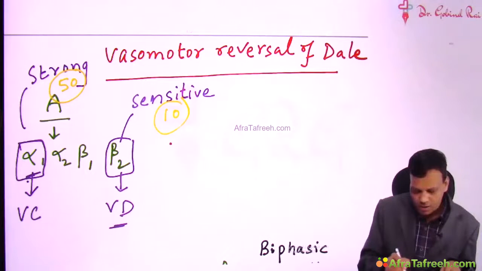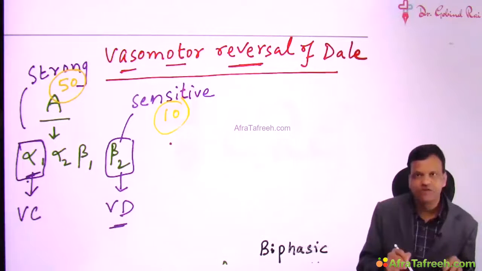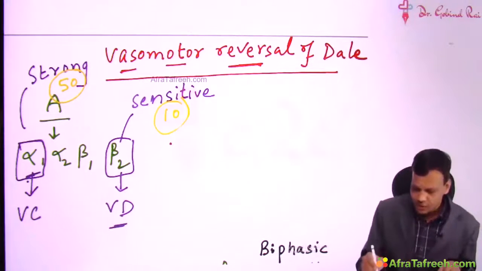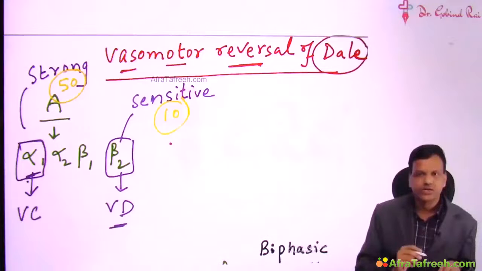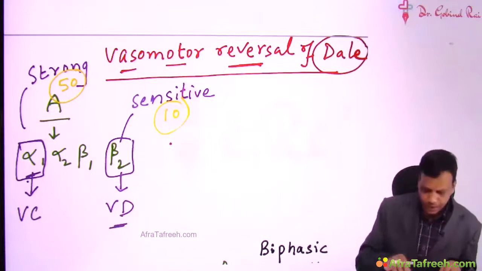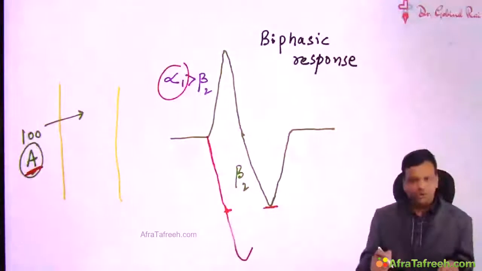Vasomotor means the effect on the muscle of the blood vessel is reversed. Instead of vasoconstriction, vasodilation occurs. It was first noted by the scientist Henry Dale. So it is called vasomotor reversal of Dale. Clear? Now coming to the most important question.